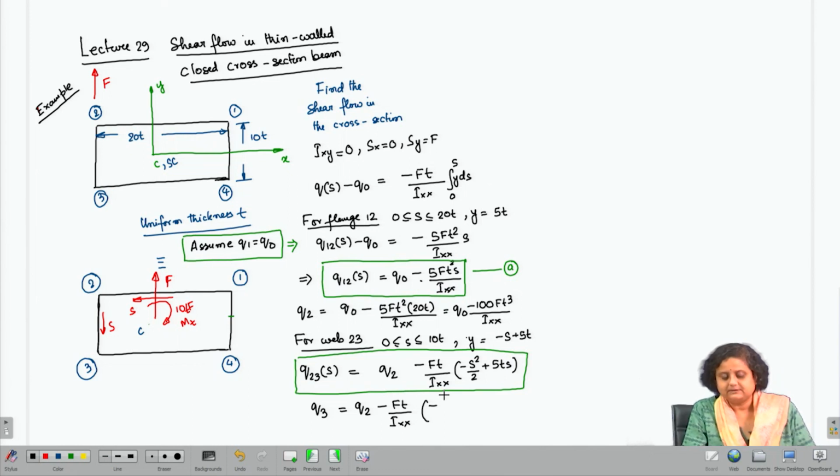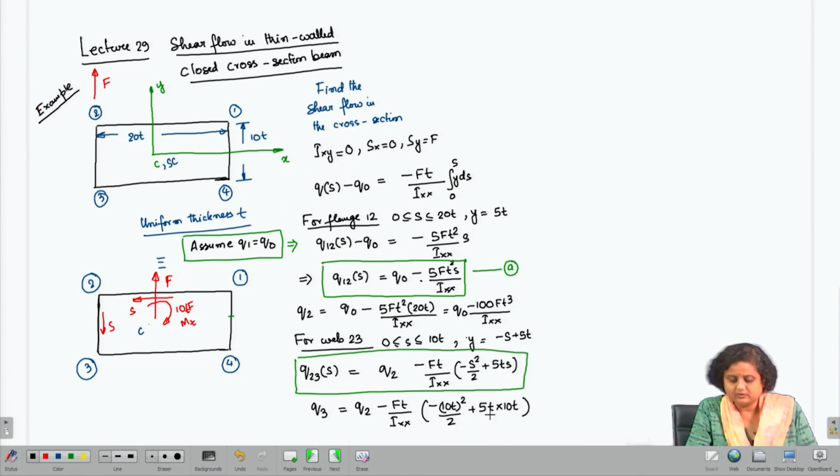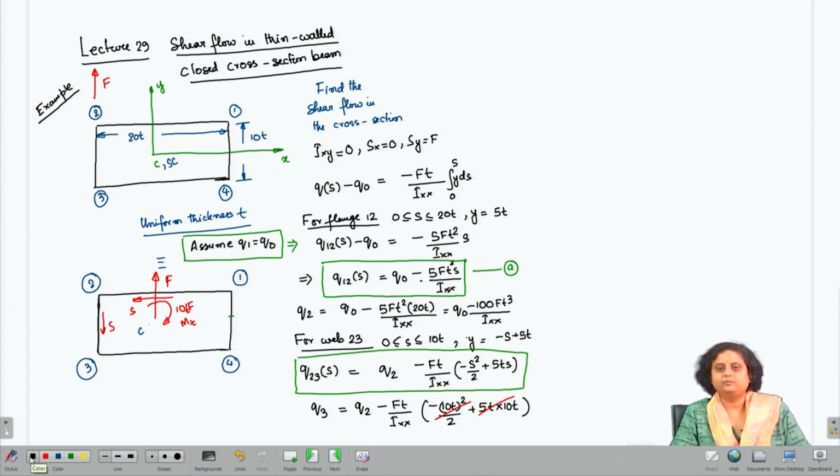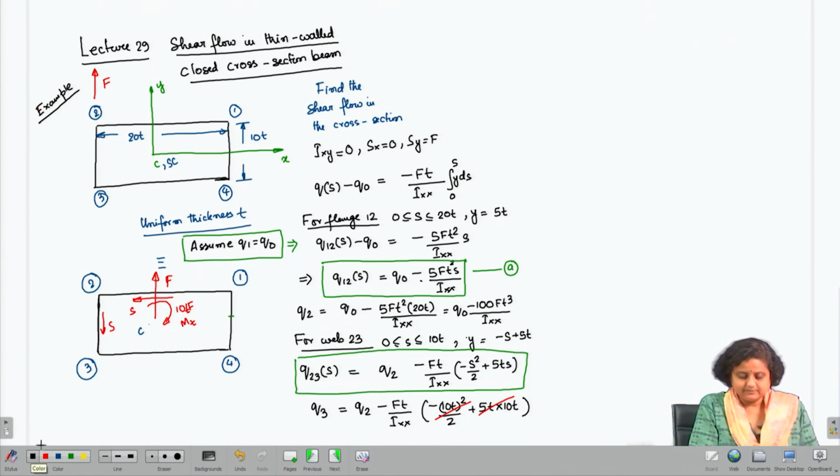minus, this is going to be 10t whole square by 2 plus 5t into 10t, which is going to cancel out. Therefore, we get Q3 to be Q2. So, therefore, let me write this. So, this is Q0, this is Q2, this is also Q2.